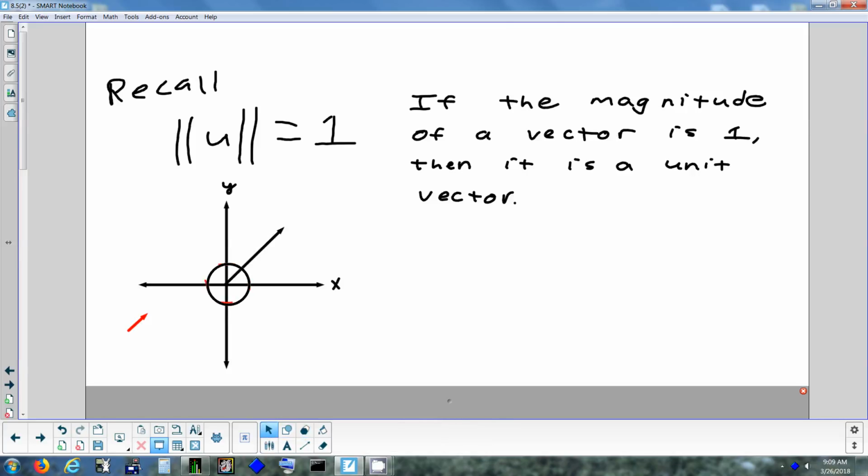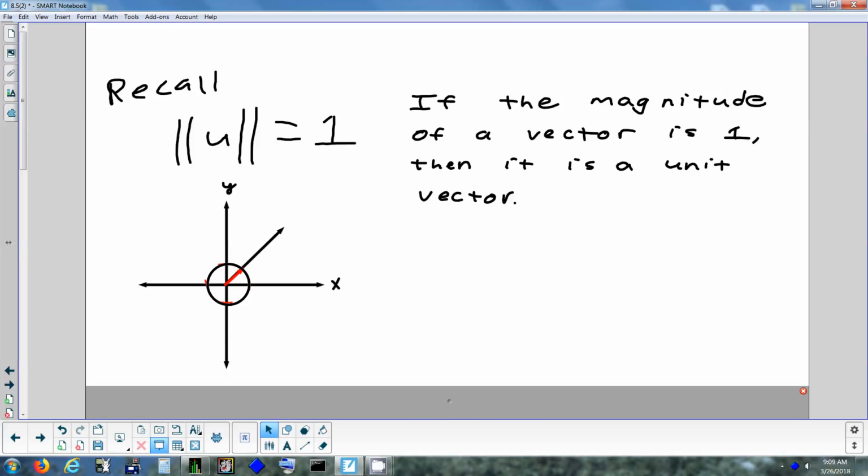This vector in red, hopefully it's pretty close, is a unit vector. It's exactly the length of the radius of the circle. So our goal is going to be to take that black vector and scale it down so it turns into the red vector. We just have to figure out how much to scale it by.